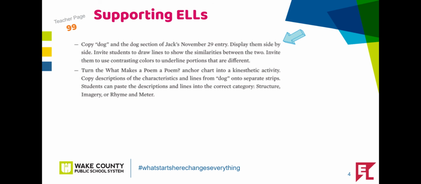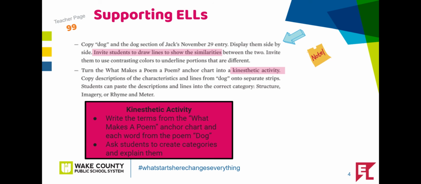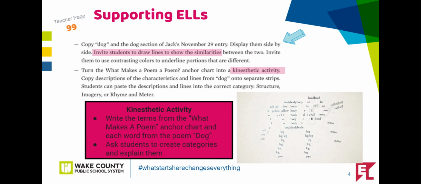Compare the poem, Dog, and Jack's November 29th entry. Have students draw lines to show similarities and mark out differences that they notice between the two poems. Turn the What Makes a Poem anchor chart into a kinesthetic activity by writing the terms from the What Makes a Poem anchor chart, and each word from the poem Dog, on index cards. Ask students to categorize and sort the words and defend their reasoning.